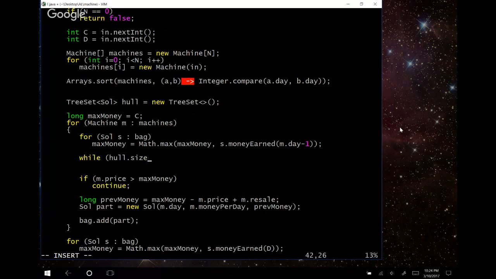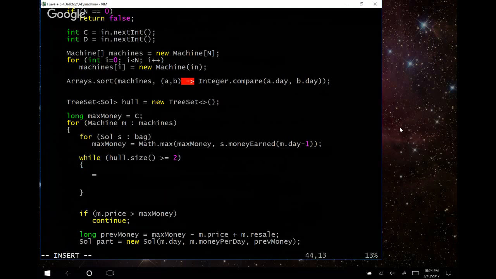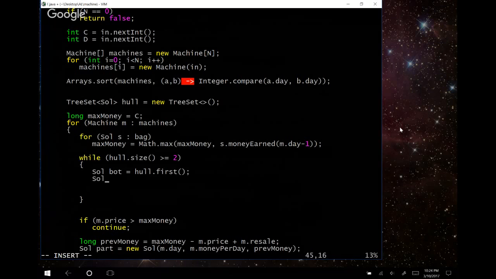But I need to basically maintain my time overtaken. I need to make sure that the money I'm earning right now is good enough to be the optimal answer. So basically, if I have at least two elements, I need to ensure that the top two things in the TreeSet are working. So hull.first and then solution.